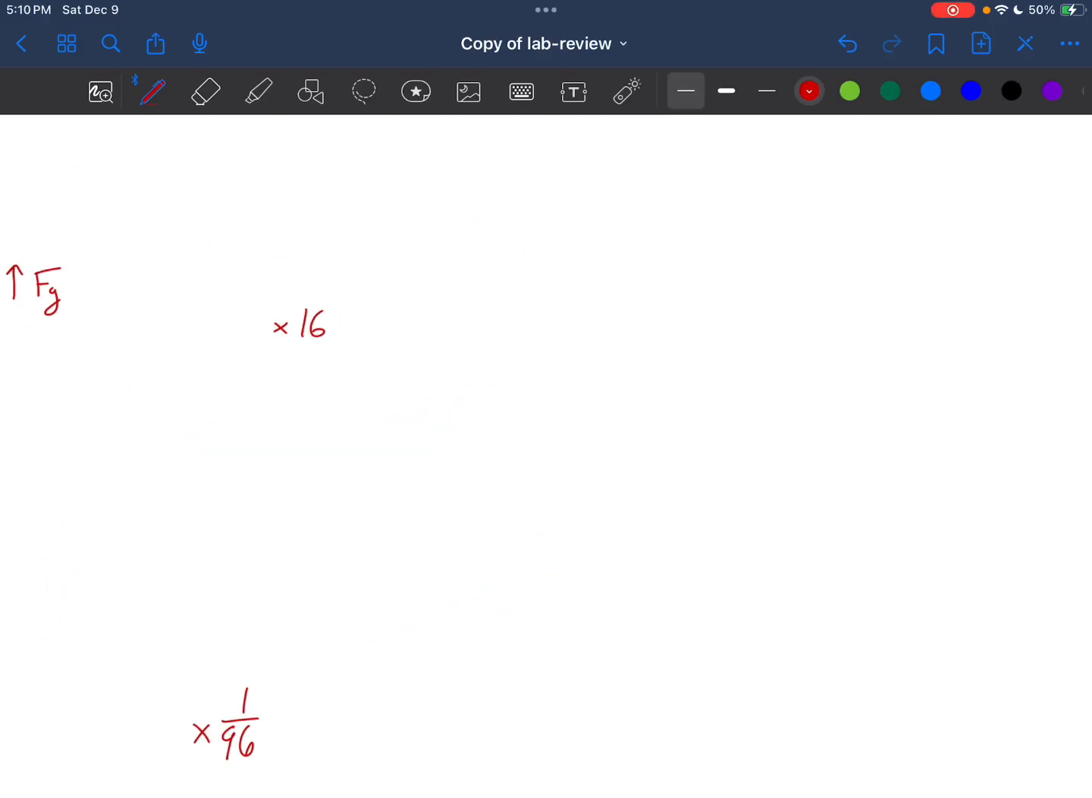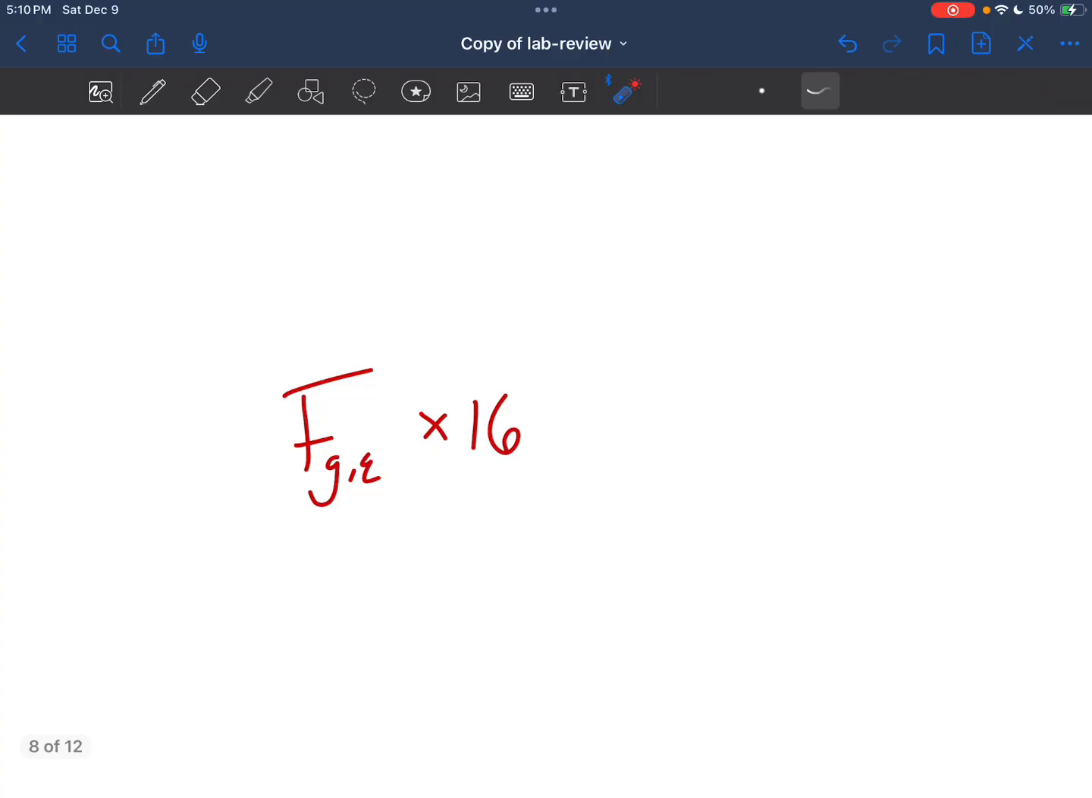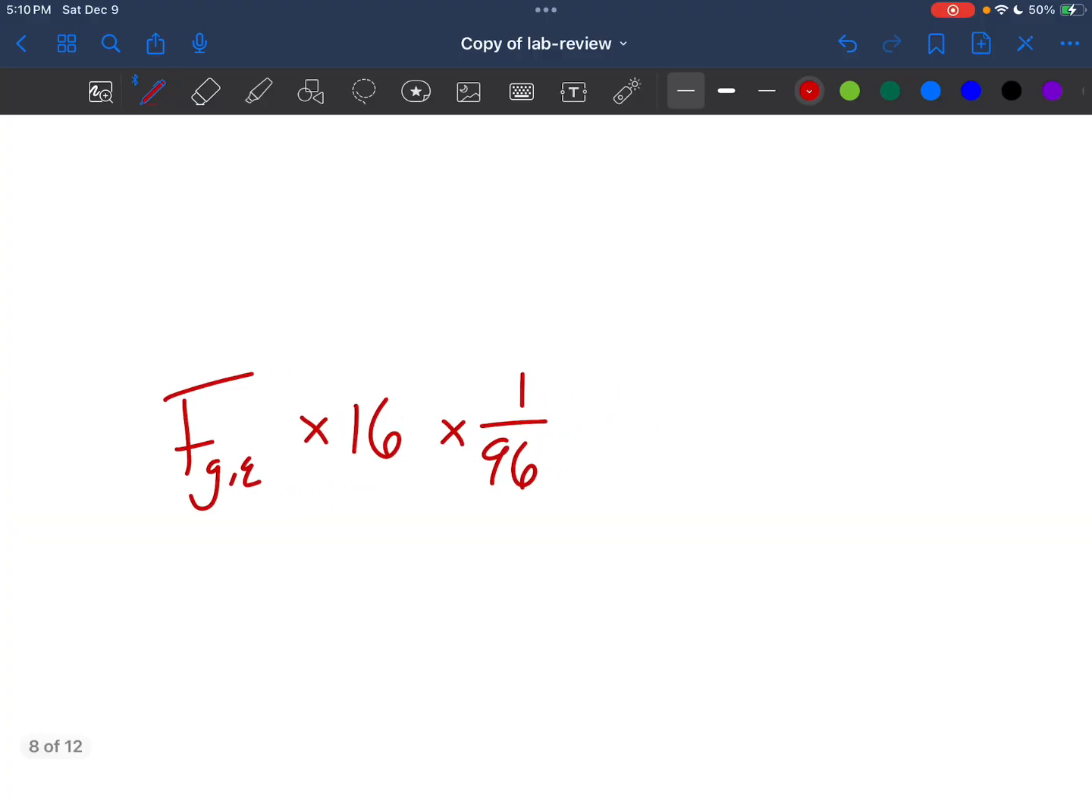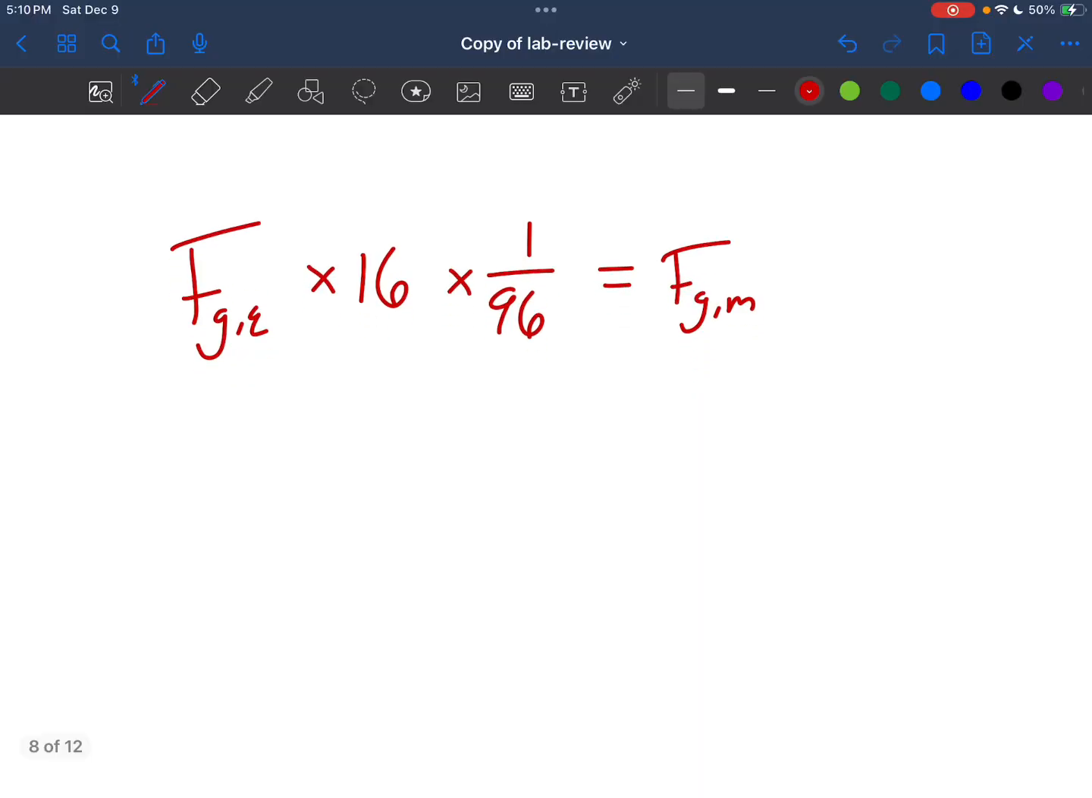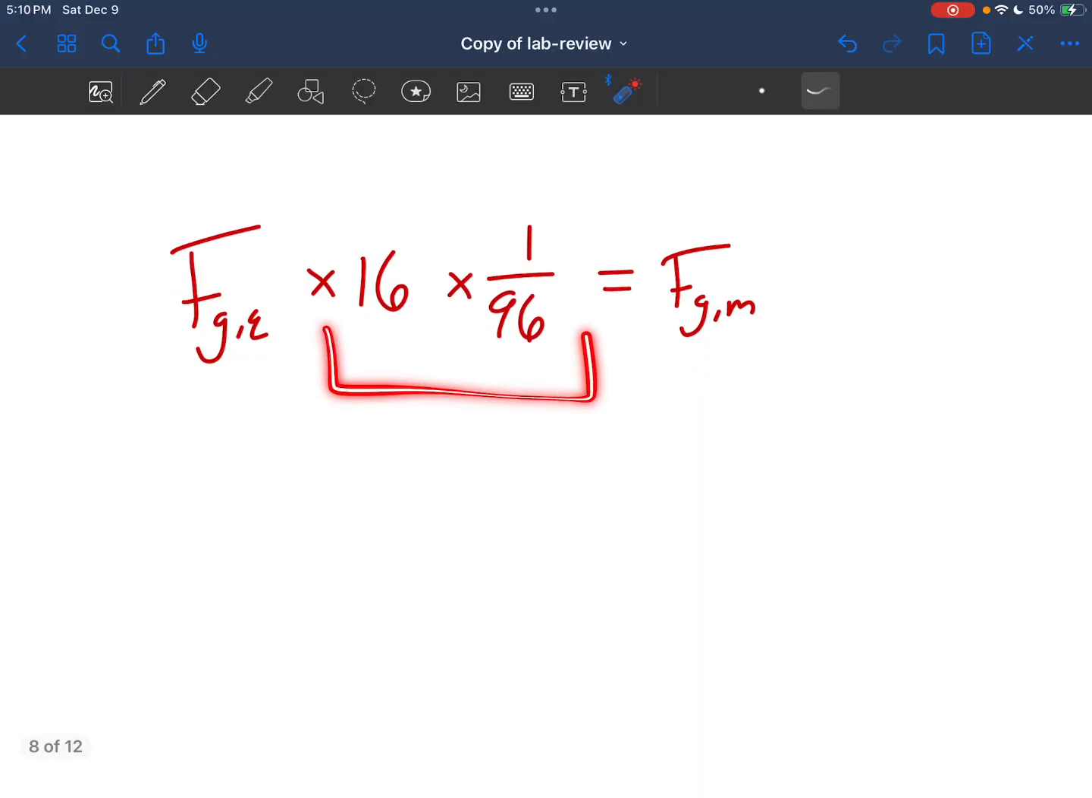Right? So the first thing I'm going to do, I'm going to take the force of gravity on the Earth. I'm going to multiply it by 16. Right? That's the force of gravity on that fake intermediate planet. But I'm also going to decrease it by 1/96. And that's going to give me the force of gravity on the moon. Okay? So it doesn't matter what order I'm multiplying these in, right? So I can just kind of smush them together like I can with fractions.